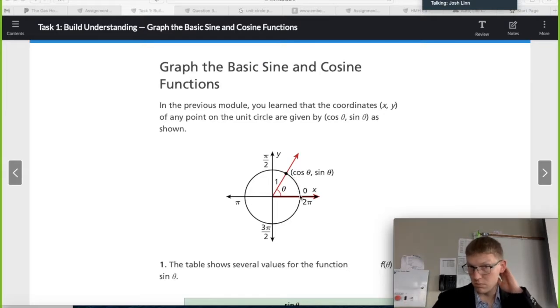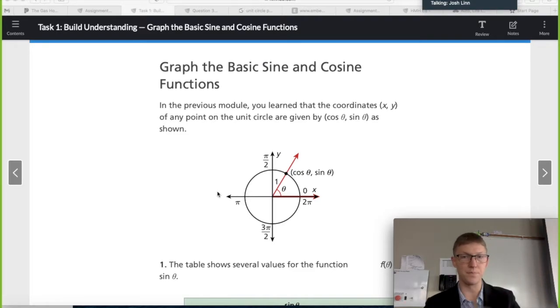Cosine of 0 would be 1. Actually, I'm going to switch that. Let's start with sine. So sine of 0 is 0, because this little value right there is 0. But then as it approaches up here, when it hits 90 degrees or pi over 2, sine of theta is 1. And then as it goes back down here, it's going back to 0. So you're going to get this wave pattern going back and forth, right?